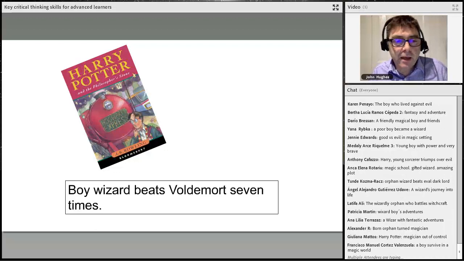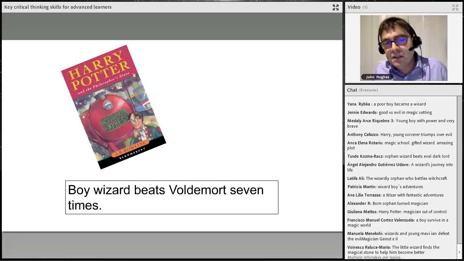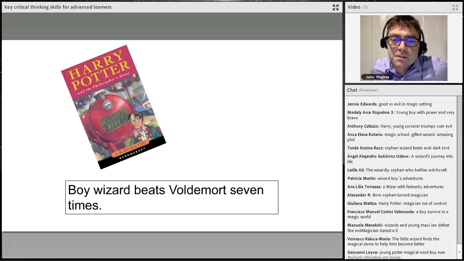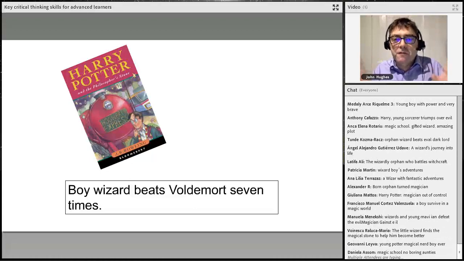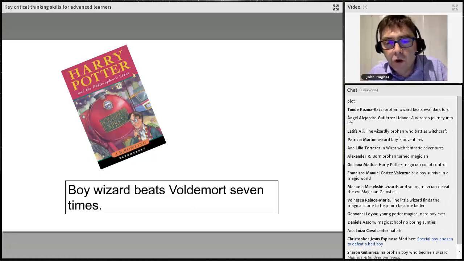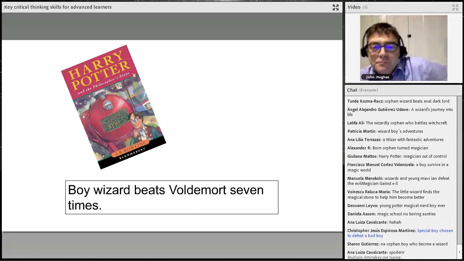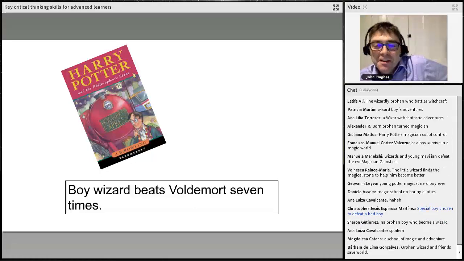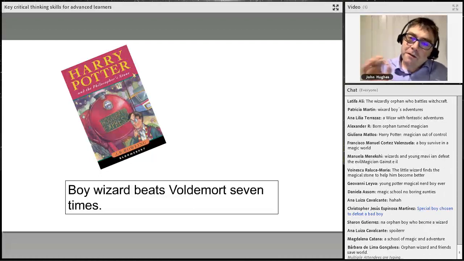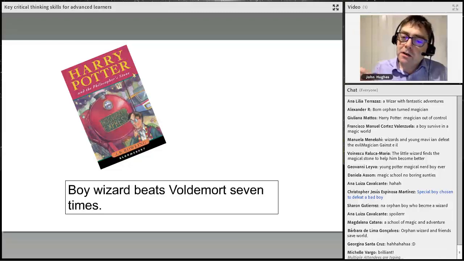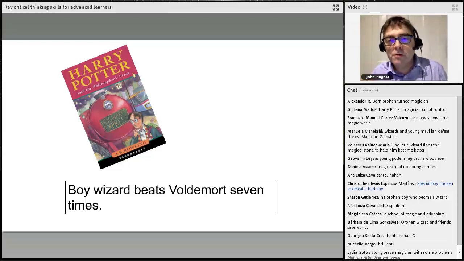You can compare. Boy wizard beats Voldemort 7 times. That's a spoiler alert. If you've never read Harry Potter, I've just told you what the whole plot is. Sorry about that. Spoiler, exactly, Anna. Yeah, and people are still writing the 6-word summaries. Okay, but you get the idea. It's a nice way to introduce summary writing.